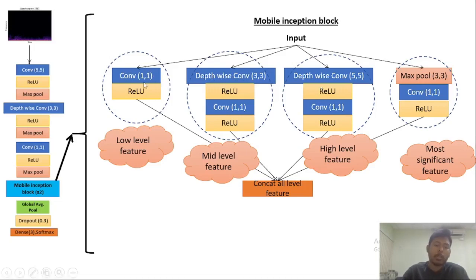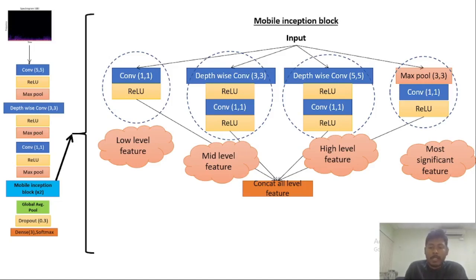So this 1 cross 1 convolution is the finest convolution, which extracts the low level features. Then we have a kernel of 3 cross 3 depthwise convolution. In 3 cross 3 the receptive field is of 9 parameters, so we can say this can extract the mid level features, whereas in the third block we can see the kernel is 5 cross 5.